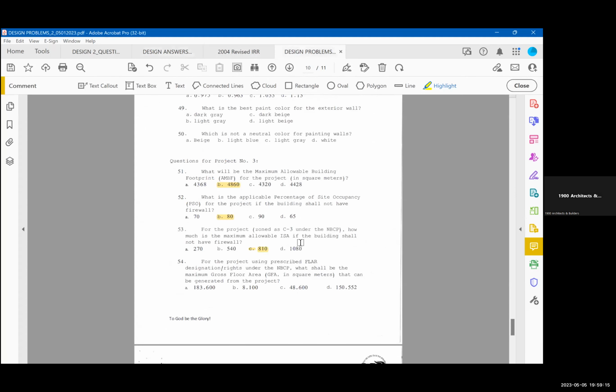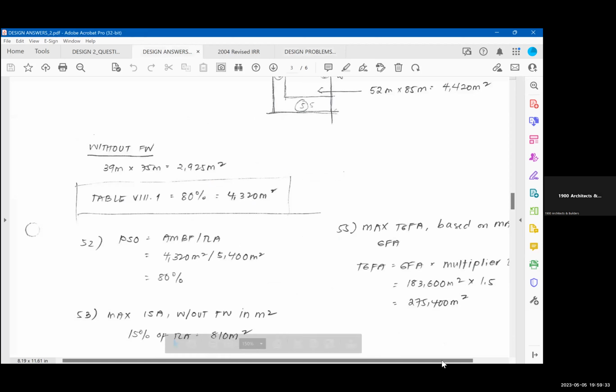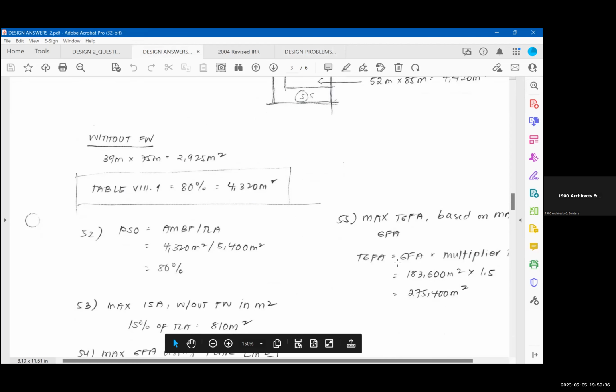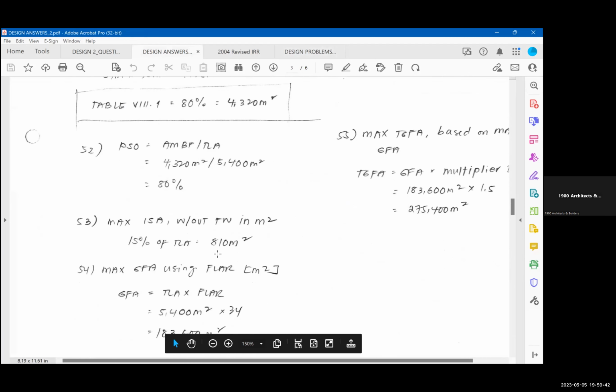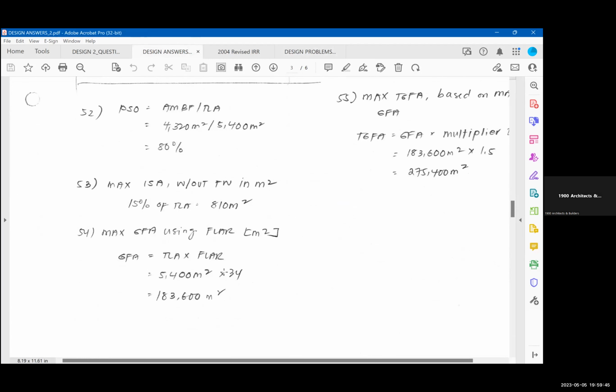So, 54. For the prescribed FLAR designation or rights under the NBCP, what shall be the maximum gross floor area or GFA in square meters that can be generated from the project? So, ang maximum GFA using the FLAR ay PLA times FLAR. So, FLAR, yung unit na 34, nandito rin yan. So, multiply mo yon, you will get 183,600.